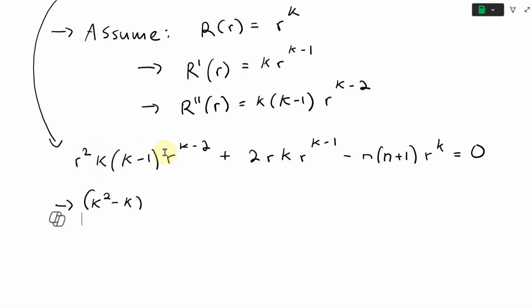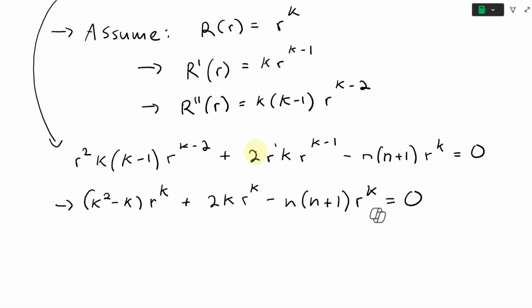So r squared times r to the power of k minus 1 equals, you combine them all together. So we get an r^k. So the 2 minus 2 just vanish. All right, and then plus the next setup here, we have a 2k, and now we have an r to the power of 1. Put those together, we just have an r^k, like that. And then we have a minus n plus 1 r^k equals 0, like that.